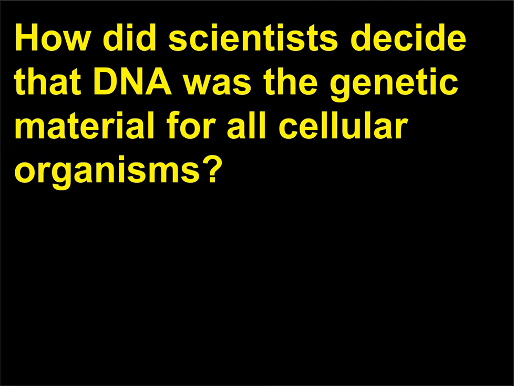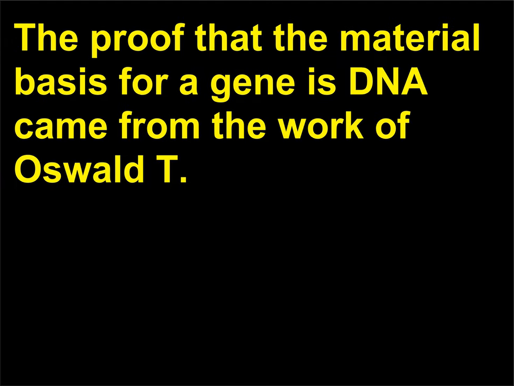How did scientists decide that DNA was the genetic material for all cellular organisms? The proof that the material basis for a gene is DNA came from the work of Oswald T. Avery, 1877-1955, Colin M. MacLeod, 1909-1972, and Maclyn McCarty, 1911.